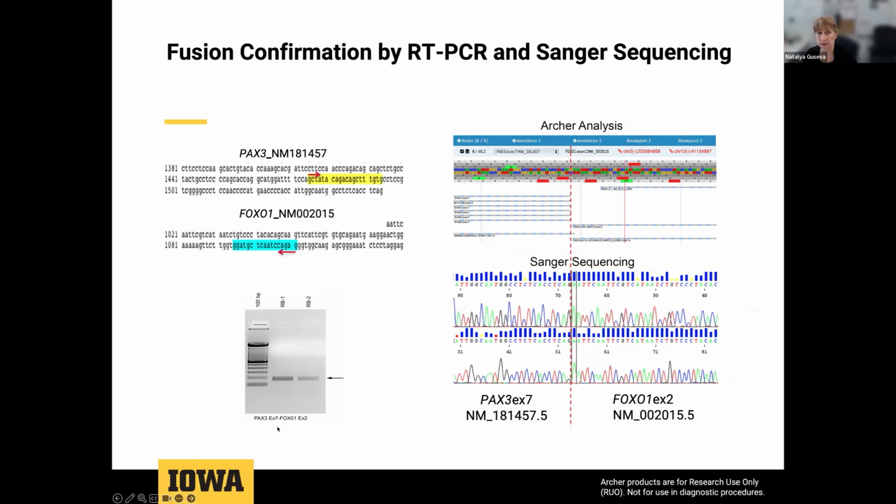and run on a 2% agarose gel, which is shown here. The PCR products were then run on Sanger sequencing and we compared this sequence to the sequence presented by Archer analysis. So here you see concordance: the same breakpoint was detected by Archer analysis and by Sanger sequencing.